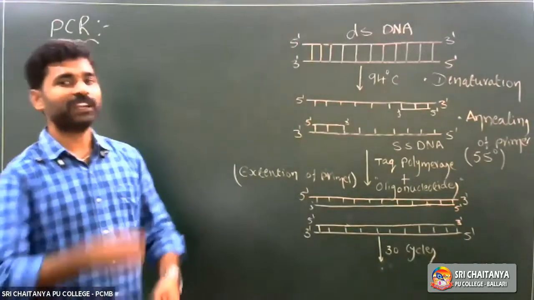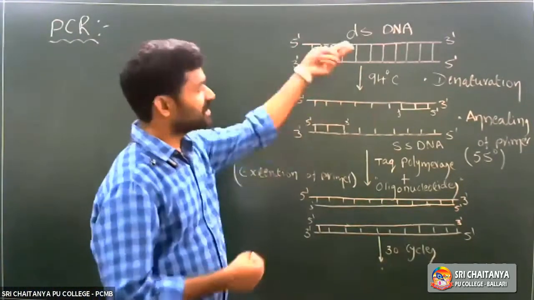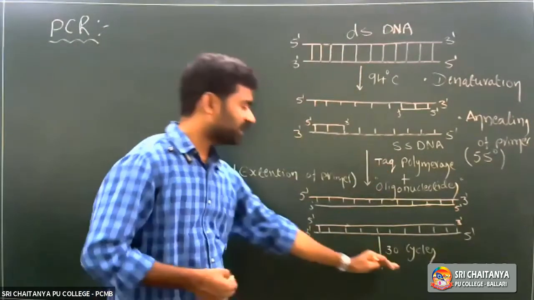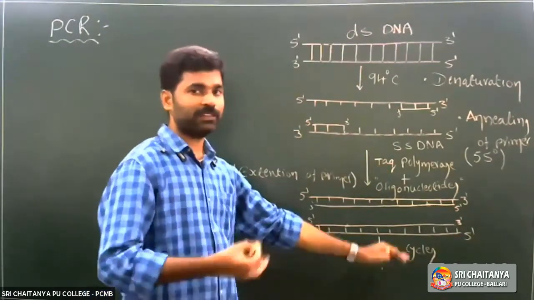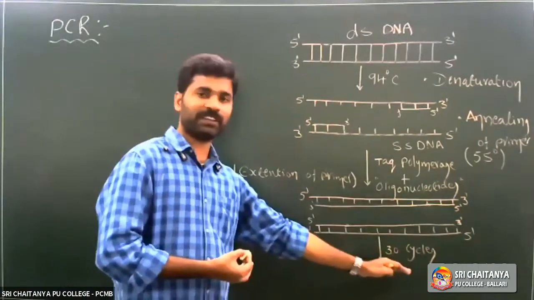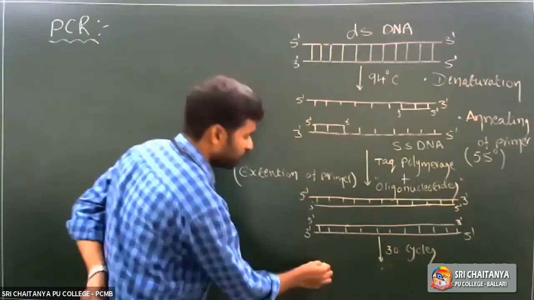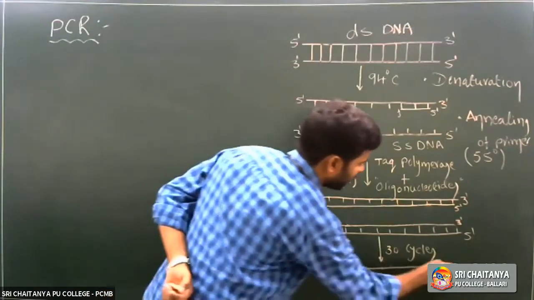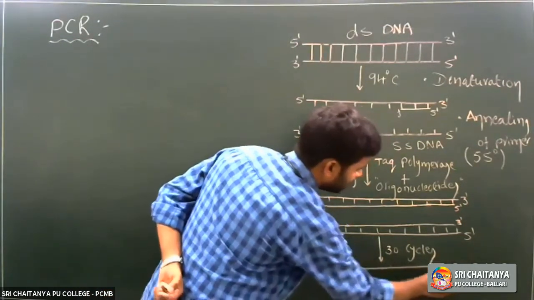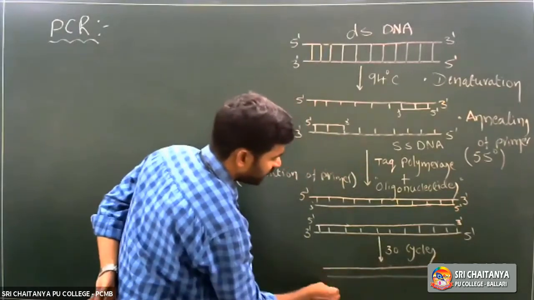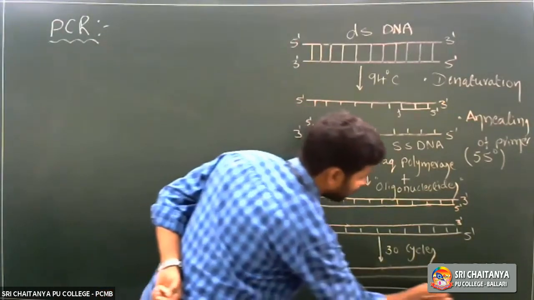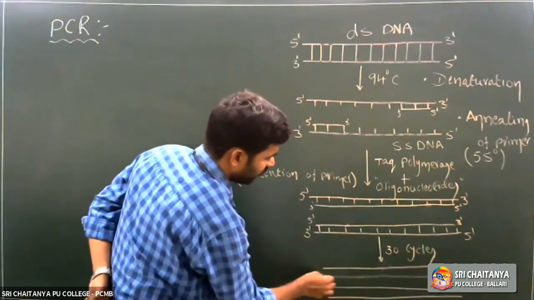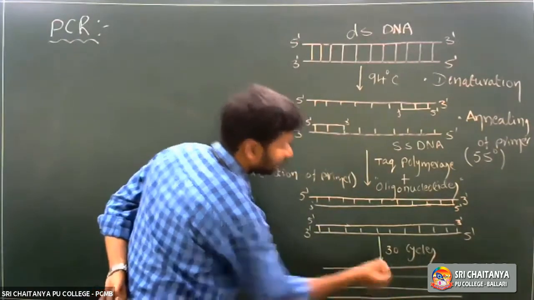When we continue the three steps, the PCR cycles up to 30 cycles, we obtain around 1 billion copies of the desirable DNA fragments. So how many DNA molecules do we obtain? Around 1 billion copies of the desirable DNA fragments after completion of 30 cycles.